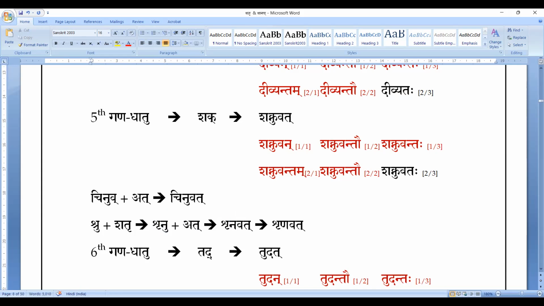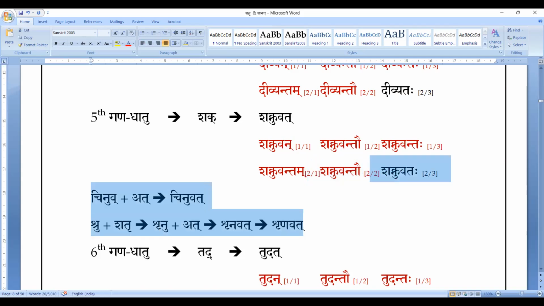That's correct. But not here, I thought of something else. Okay, another example I'll give after this. This is Shunavata. Natvam also happened. Then you can decline: Shunavan, Shunavanto, Shunavanta, Shunavantam, Shunavanto, Shunavataha. Iti rupam. Okay.